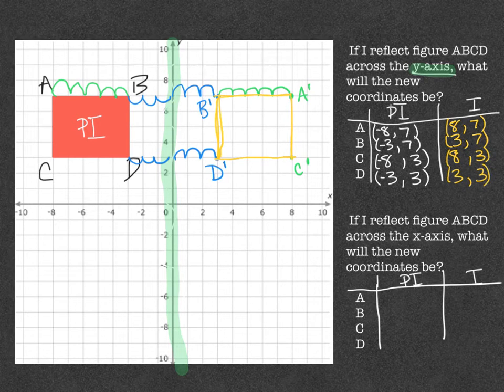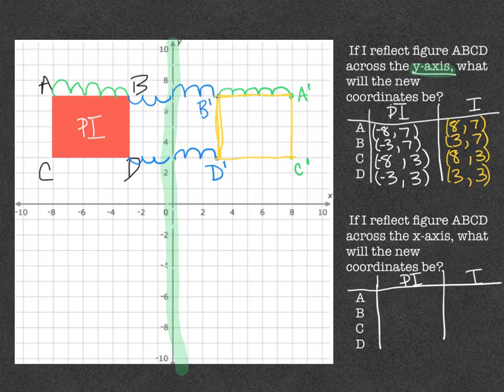Okay, so let's compare now. The actual numbers are the same, but we've gone from a negative X and positive Y quadrant to a positive quadrant. So now all of our pairs are both positive numbers.